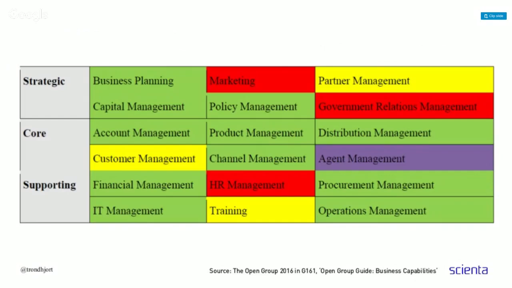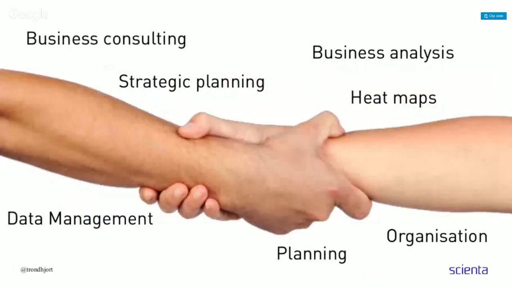I think I list those here. There's a list of things that I've seen you can use this for. So you can skip on ahead. That's the full list. So enterprise architects usually use them on the top ones: business consulting, strategic planning, business analysis, and heat maps. That's normally what enterprise architects do. But below there's a lot of stuff that we can get involved with.